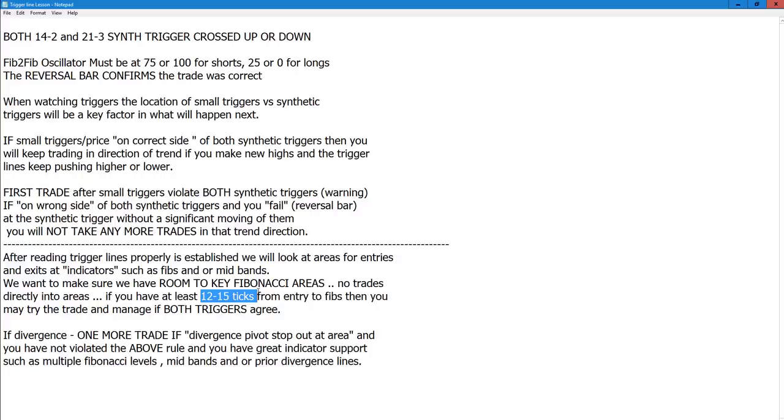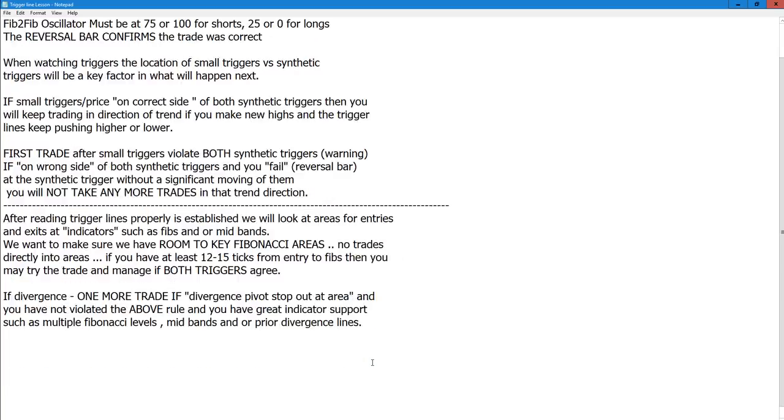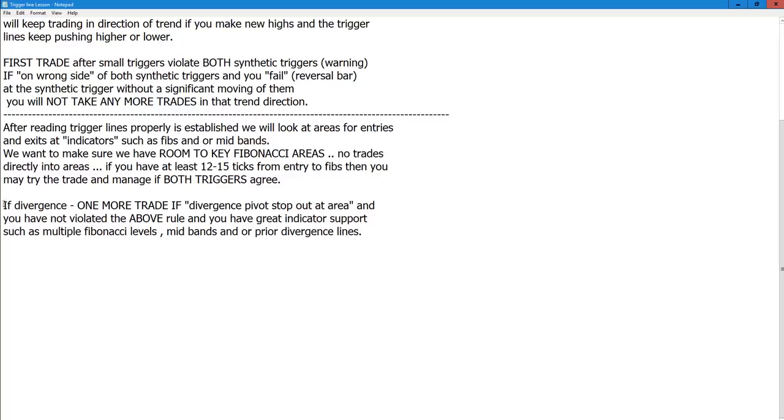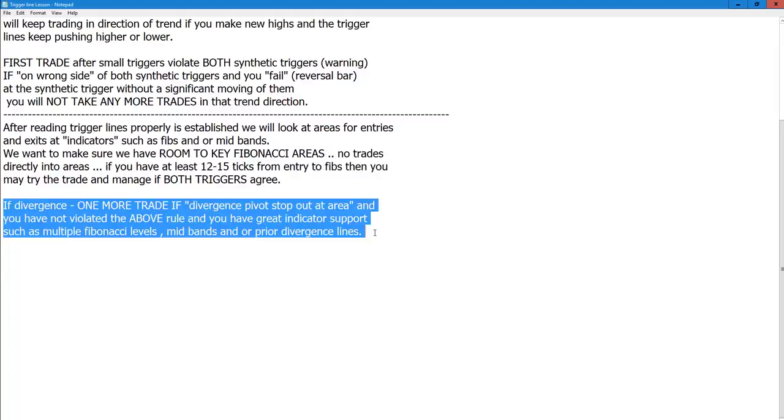And then the last piece of the puzzle, which you guys have seen 1,000 times in all of the videos and everything that we've done, is if you have divergence, you can do another trade if you haven't violated the trigger lines too badly. So let's take a look at the trades.